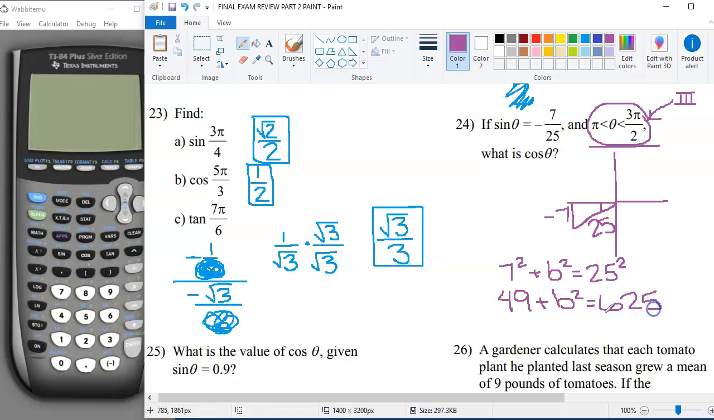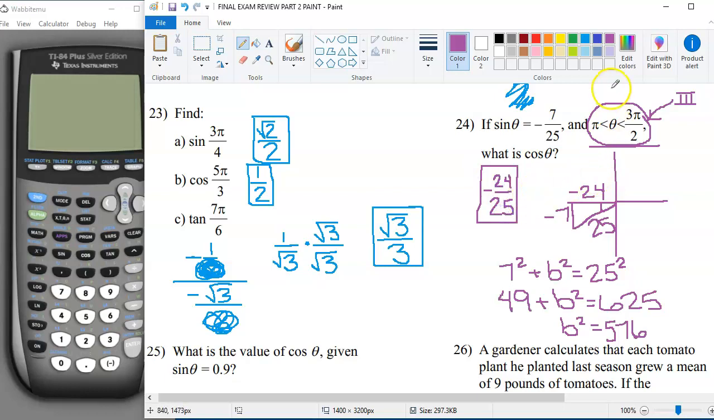Not a big deal. Okay, we're going to subtract 49 from both sides. That's going to give me 576. And it turns out that that is a perfect square, and 24 squared is 576. Now the catch is we are in quadrant 3. We are moving to the left. And if we are moving to the left, that means that 24 is negative, which means the cosine of theta is negative 24 over 25.